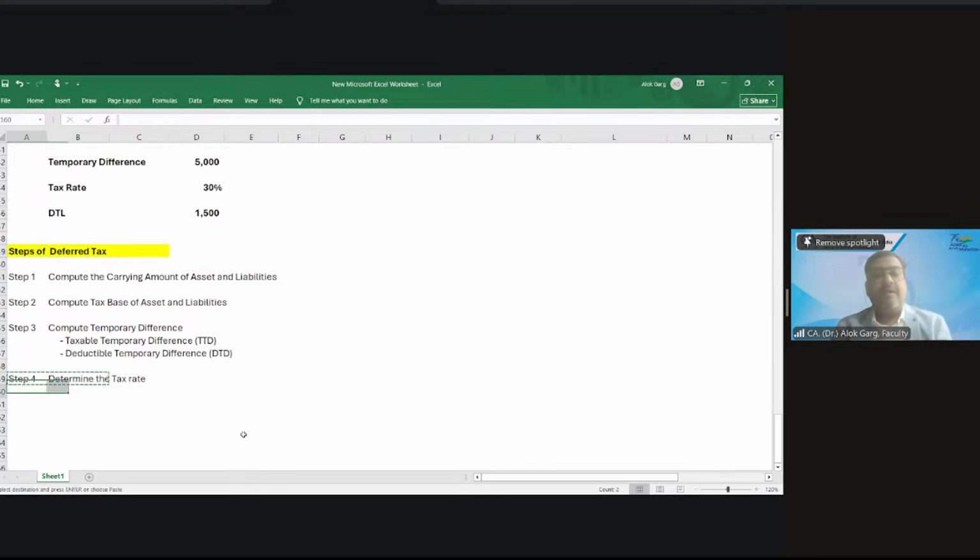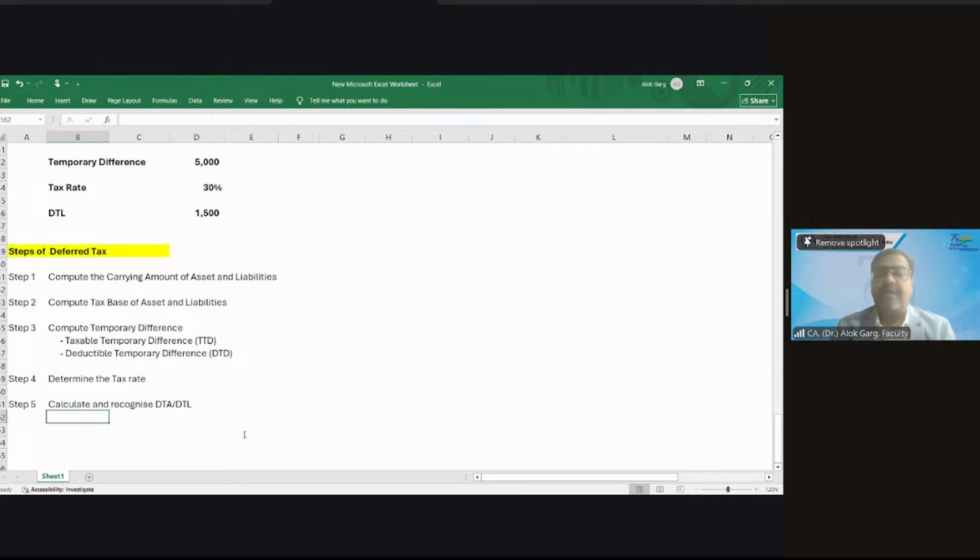And after step number 4, what is my step number 5? Now I have determined and applied the tax rate. Then calculate and recognize the DTA/DTL, the deferred tax asset or liability.